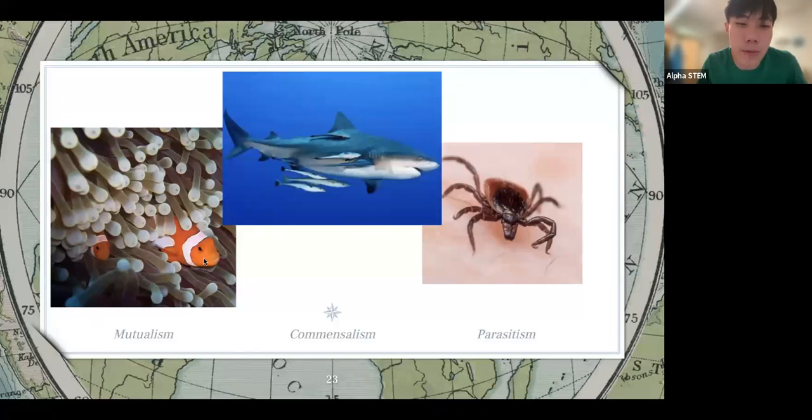Mutualism, for example: this clownfish lives in the sea anemone. The sea anemone provides it a home, because the sea anemone is stinging and the clownfish has protection against the sting. But then the clownfish can also help lure in food for the sea anemone. In commensalism, these remora fish eat the leftover scraps of the shark, but the shark doesn't really gain anything. So that's why we call it commensalism. And then finally here we have a tick for parasitism.